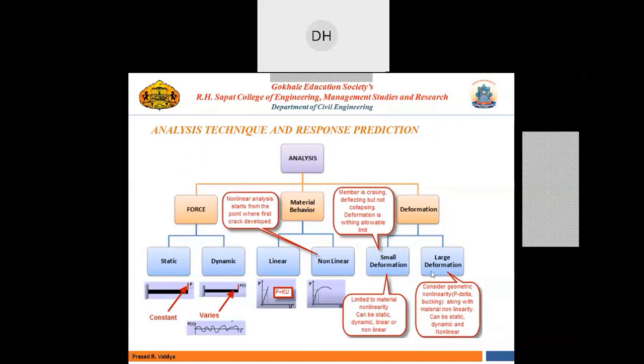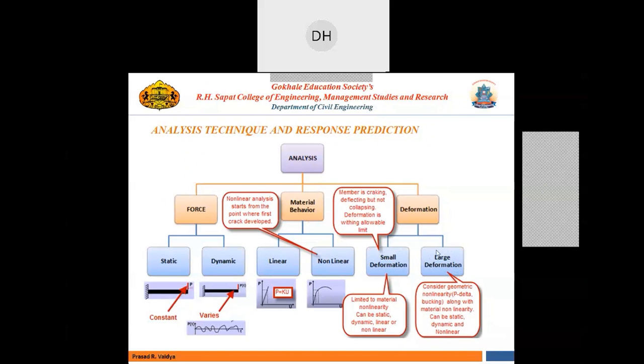Like your soft stories. Soft story is a geometric nonlinearity, right? So you have got large forces at the soft story. So your vertical nonlinearity is there. So that is a geometric nonlinearity. If you consider both in your model, that is the large deformation analysis. And if you ask me complication-wise, this last type of analysis is the most complicated analysis.